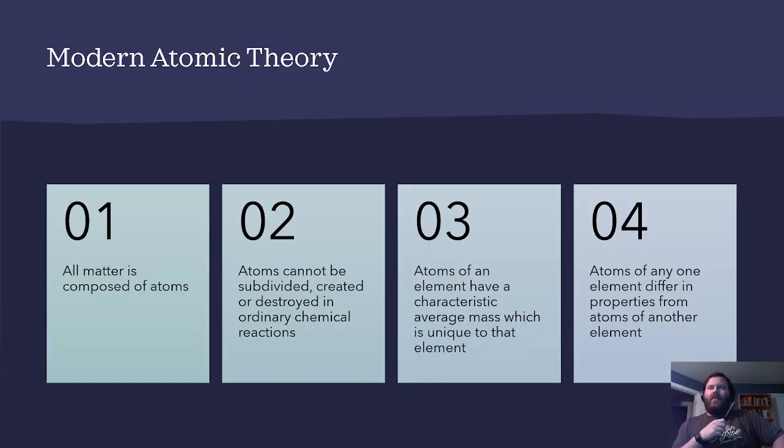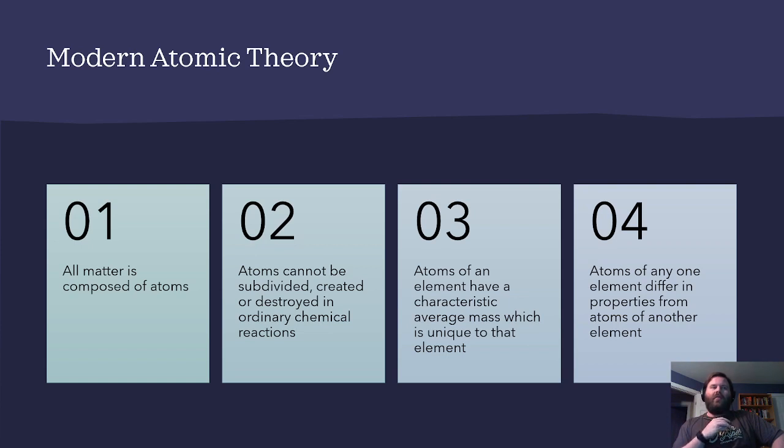This part is not in your notes, but I just wanted to go over the tenets of modern atomic theory, the things we understand about atoms right now. Number one, all matter is composed of atoms. Everything that we know, other than light and things without mass, is composed of atoms, and specific atoms make up specific elements.